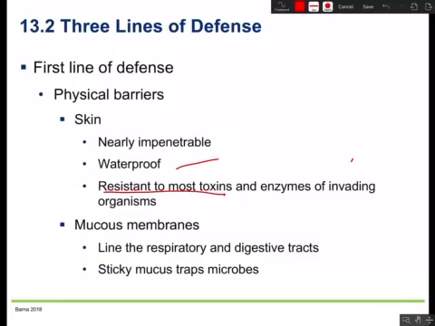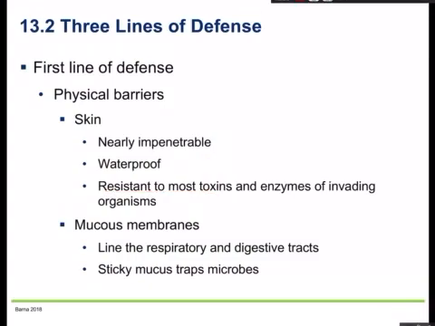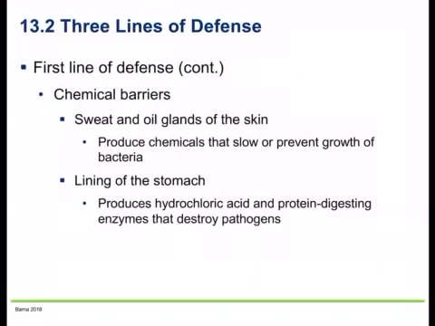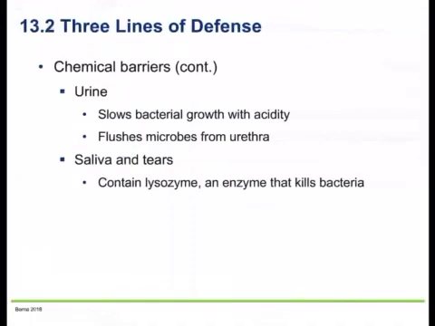Our digestive tract has a lot of enzymes, and our stomach has a high acidity that offers some protection against pathogens. As for chemical barriers, we have sweat and oil glands, which produce different types of antimicrobial chemicals, as I've said before. And the lining of the stomach is very acidic. Urine too: urine moves fluid out of the body, so it flushes the microbes outside, and it is also somewhat acidic in nature, usually with a pH of about 4 to 6. Saliva and tears are other fluids that contain lysozymes, and lysozymes are antimicrobial chemicals.